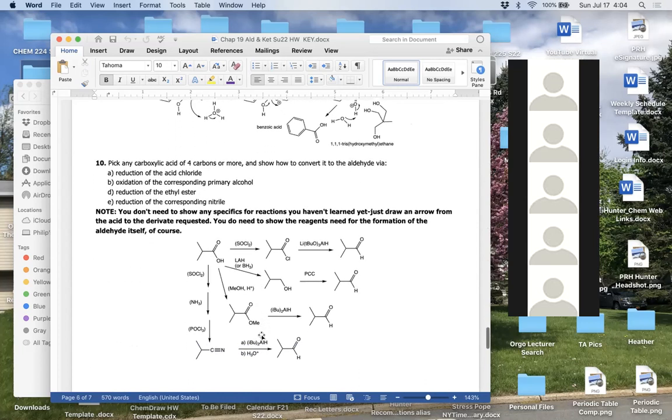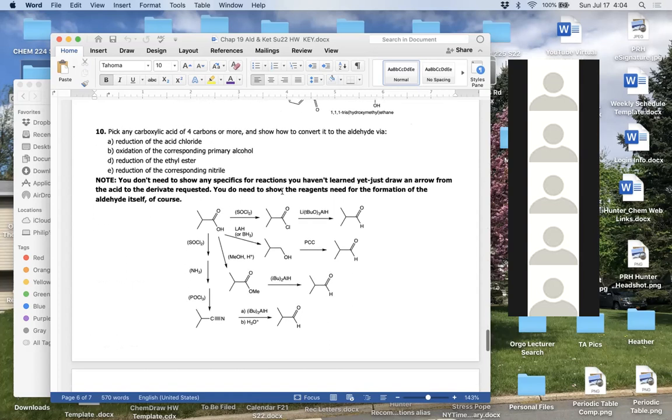For converting the carboxylic acid to the aldehyde using reduction of an ethyl ester. No, sorry, that's E, the reduction of the corresponding nitrile. That's what I had a question on. I see here that I tried to reduce it down to a primary alcohol, then to a bromo. So I used an example. Mine was butanoic acid, and then I reduced it down to butanol.